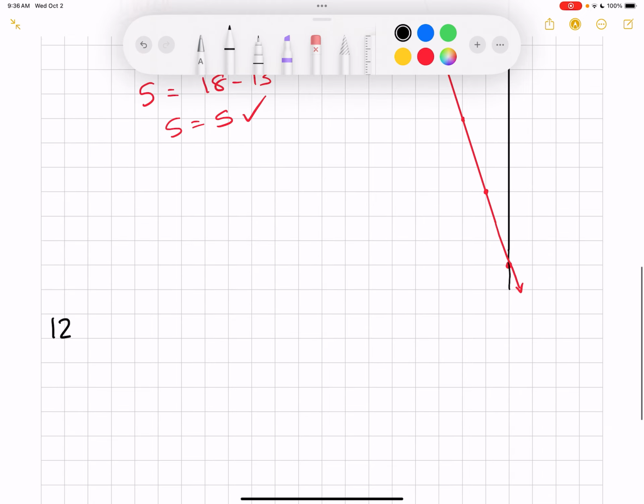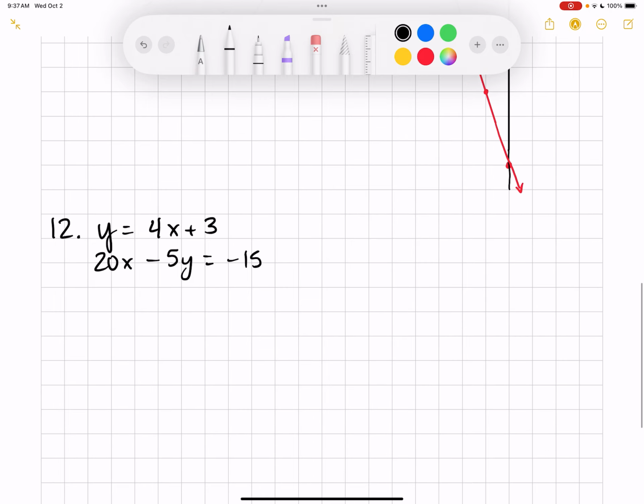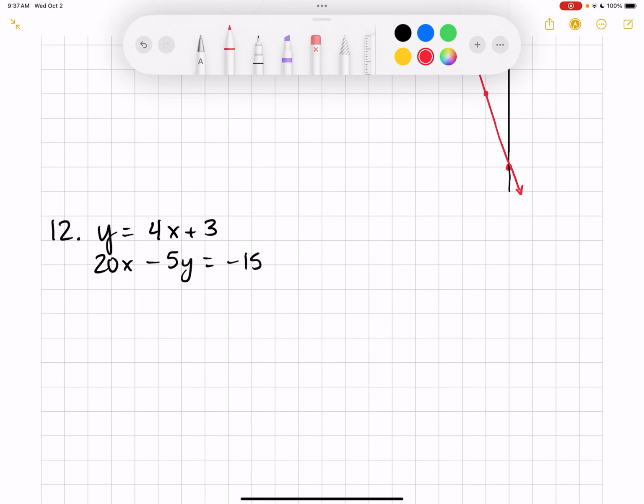y equals 4x plus 3 and 20x minus 5y equals negative 15. So I'm going to move stuff over so I can get it in intercept form. Negative 5y equals negative 20x minus 15. Divide by negative 5.